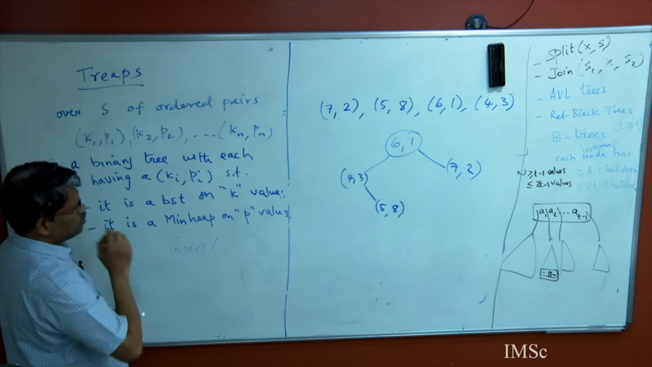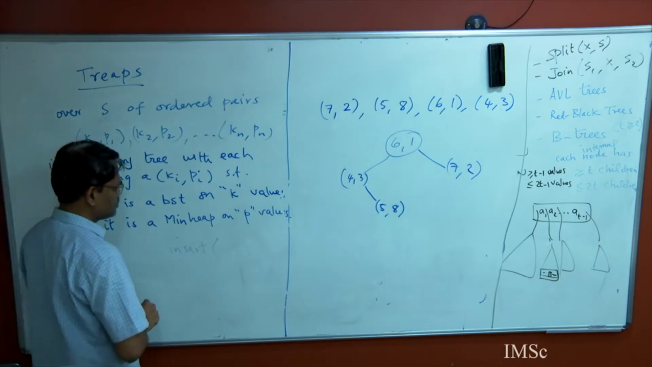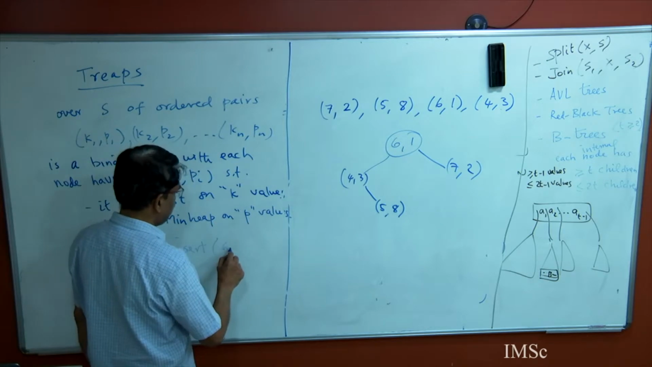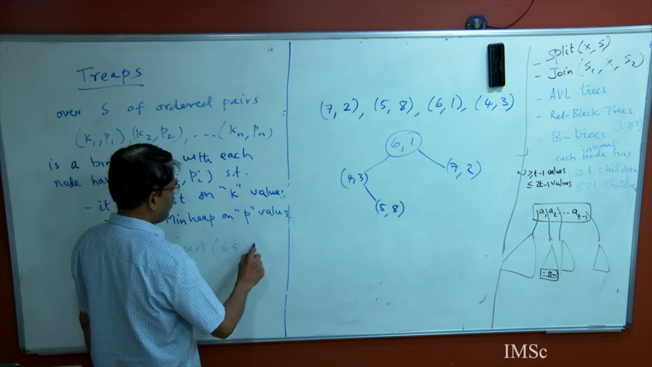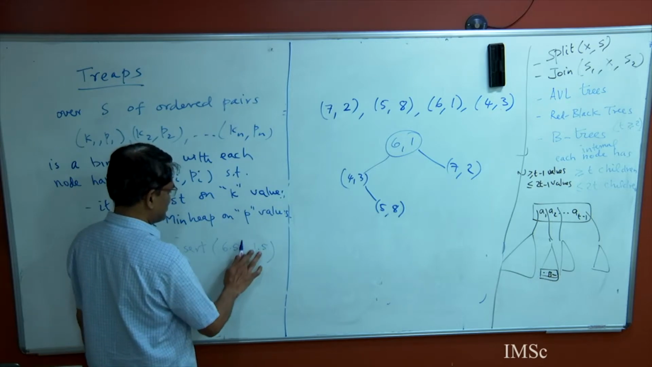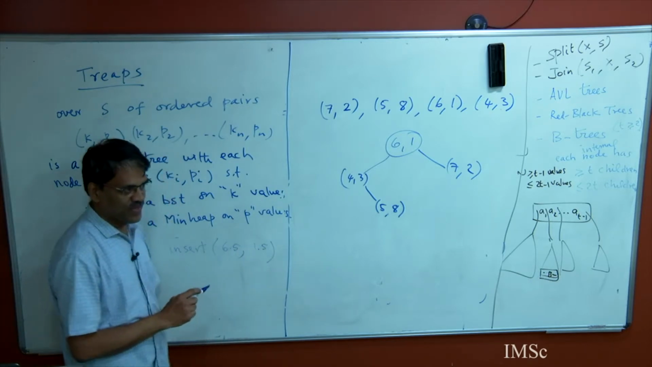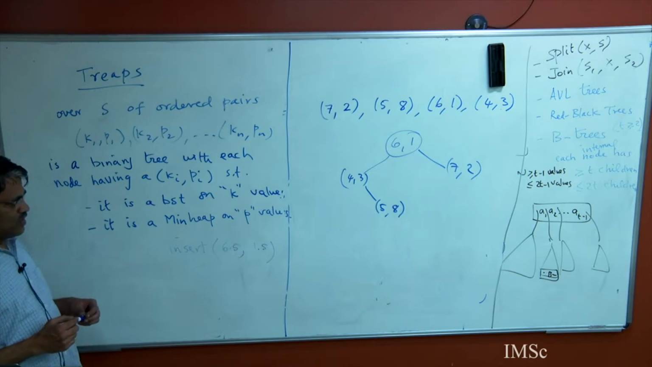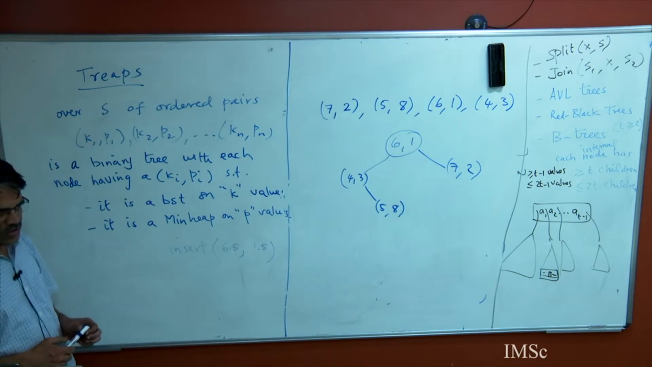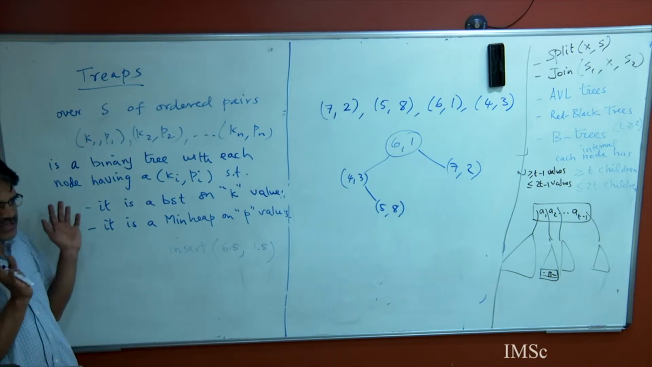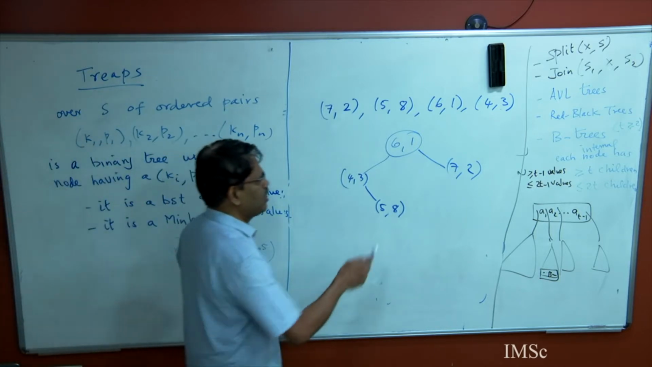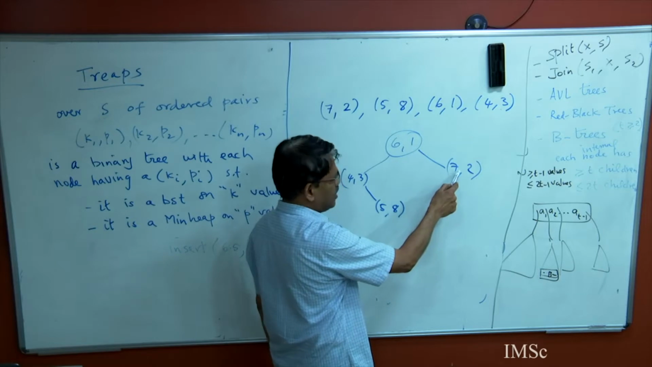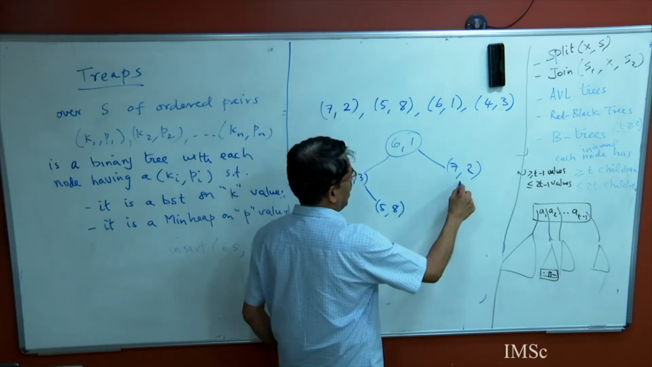So suppose I want to insert 6.5, 1.5. What do we do? Compare it with the root. First look at the binary search tree part of it. Ignore the priorities for now. So 6.5 should be to the right of the root and to the left of 7. So I'm going to add it here.